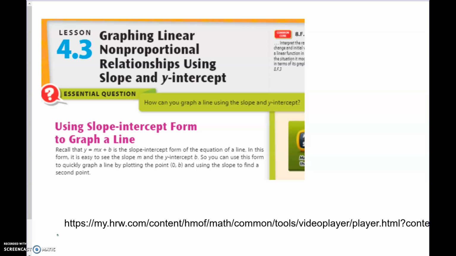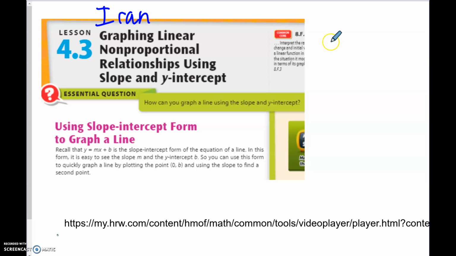Hello, math students. Today we are going to be doing lesson 4-3, and your learning target is: I can graph linear non-proportional relationships using slope and y-intercept.